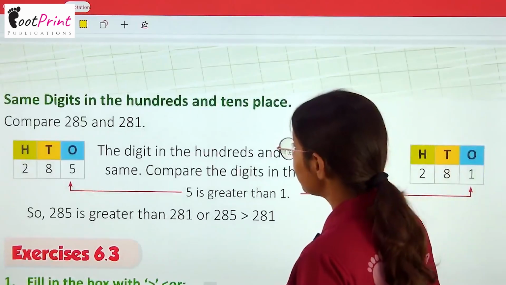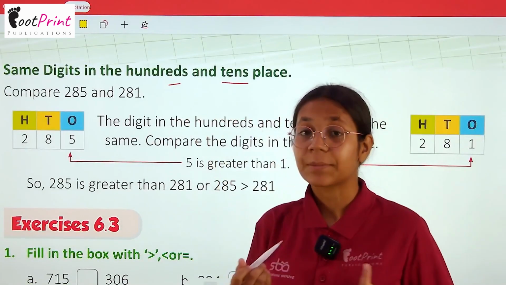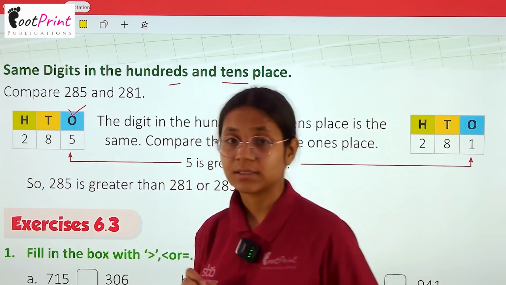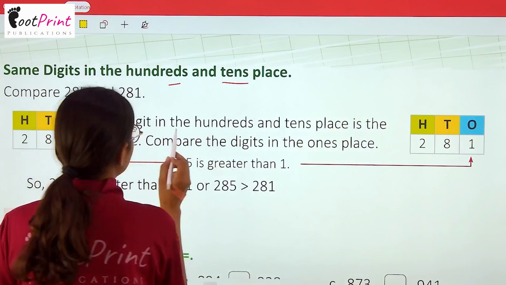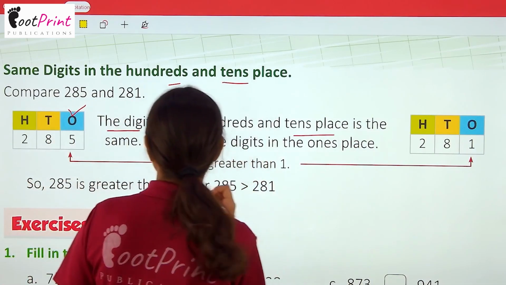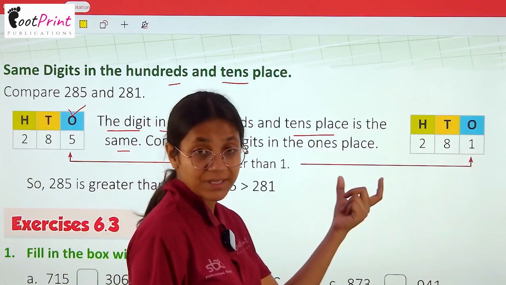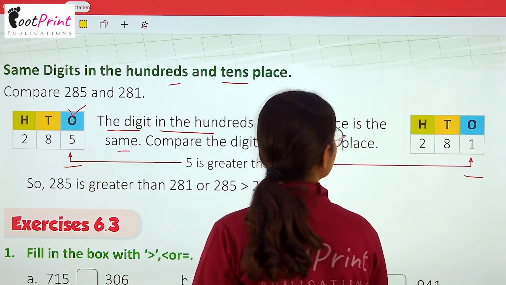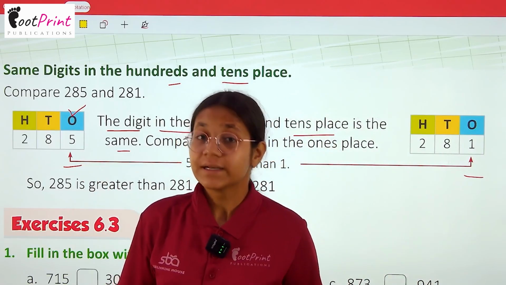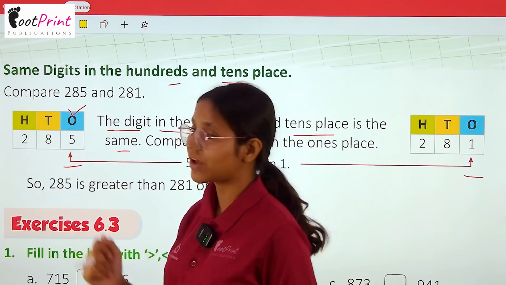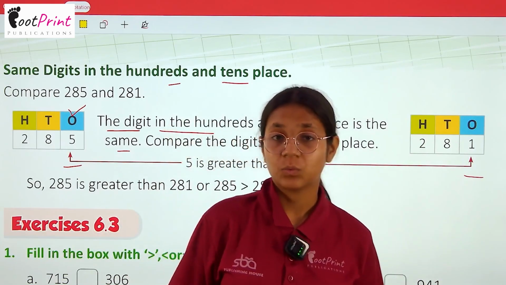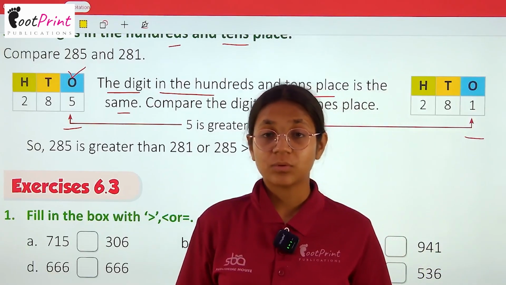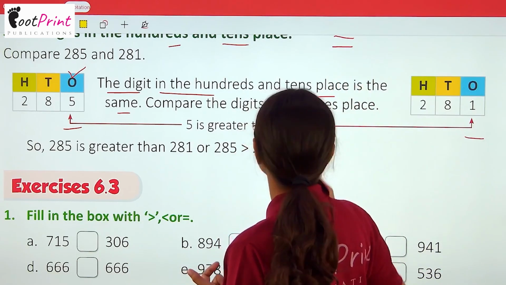Now if the same digit is in the 100 and tens place, so we will see the ones, the last. So now the digit in the hundreds and the tens place is the same. Now compare the digit in the ones place. Here it is 5 and here it is 1. As we all know, 5 is greater than 1. So we can easily say the number 285 is greater than number 281. And if both the numbers and the digits are same, then it will be equal. So we will put the equal to sign.